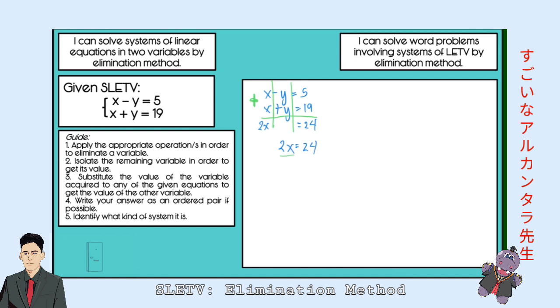To isolate the x variable, divide the entire thing by 2. You will get x is equal to 12. Once you get x is equal to 12, substitute that to any of the equations. So let x equal 12.